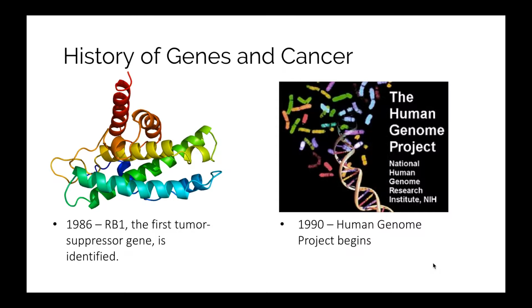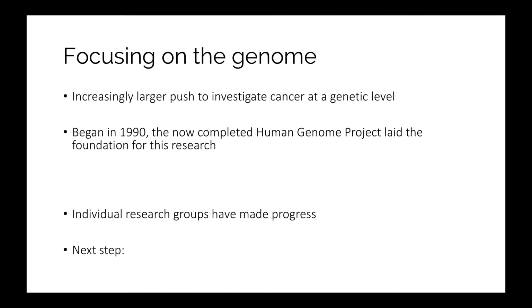in the future. Now, one of the biggest steps in cancer research was the Human Genome Project, which began in 1990. Now, because of all these discoveries being made about cancer at a genetic level, there was an increasingly larger push to have a larger scale project investigating this disease at a genetic and genomic level. And so in response to that push, the Human Genome Project, which began in 1990 and completed in 2003, was established to lay the foundation for this research.